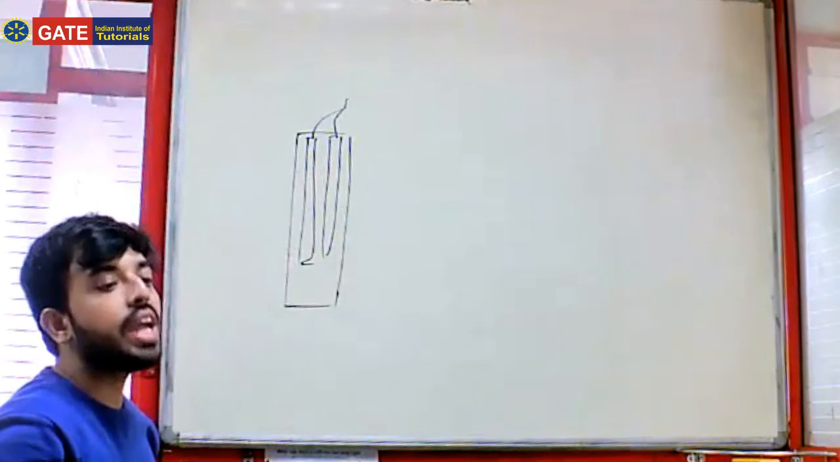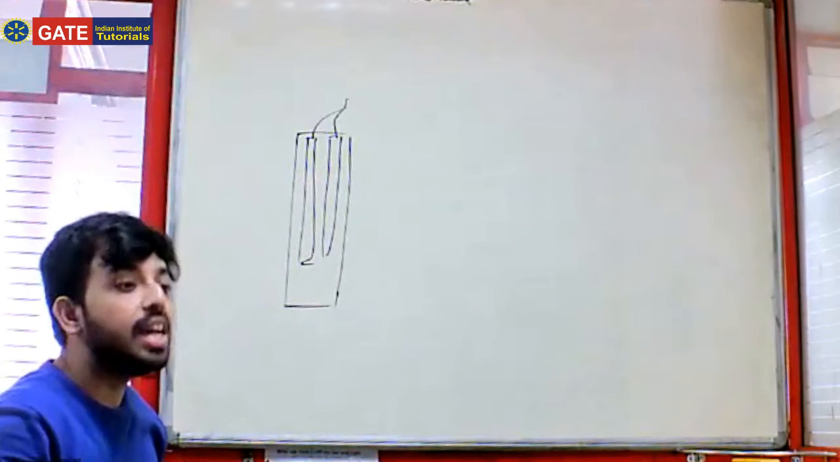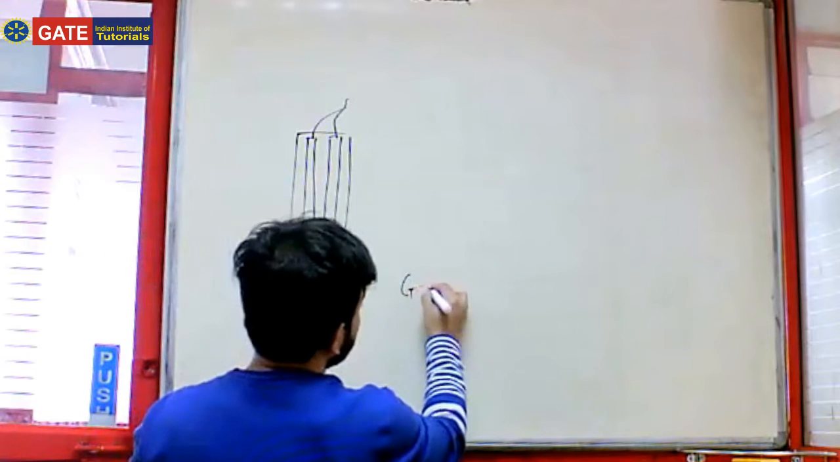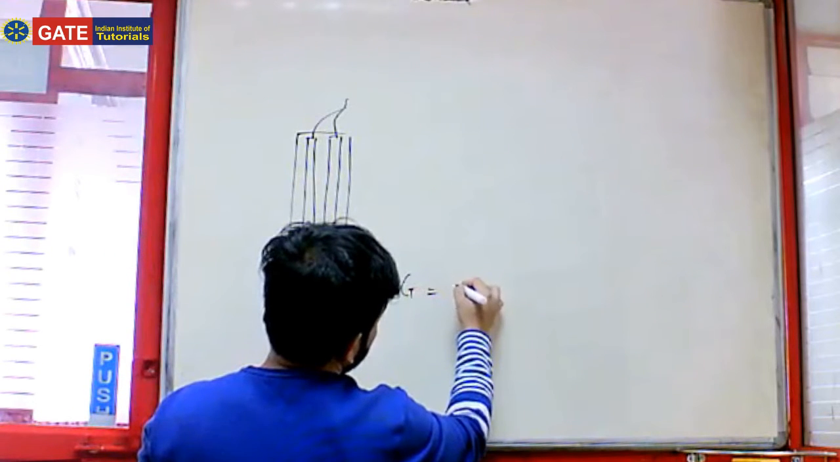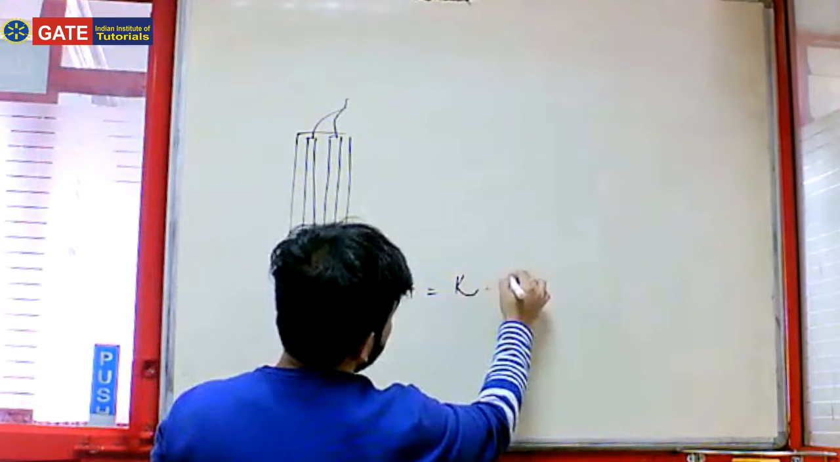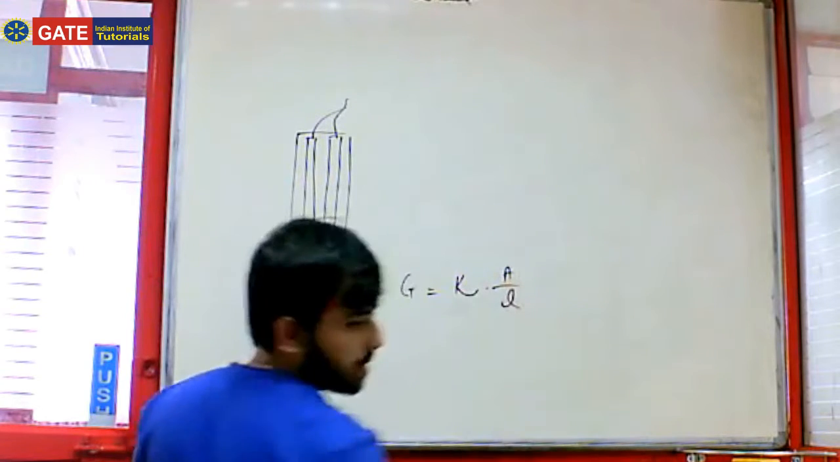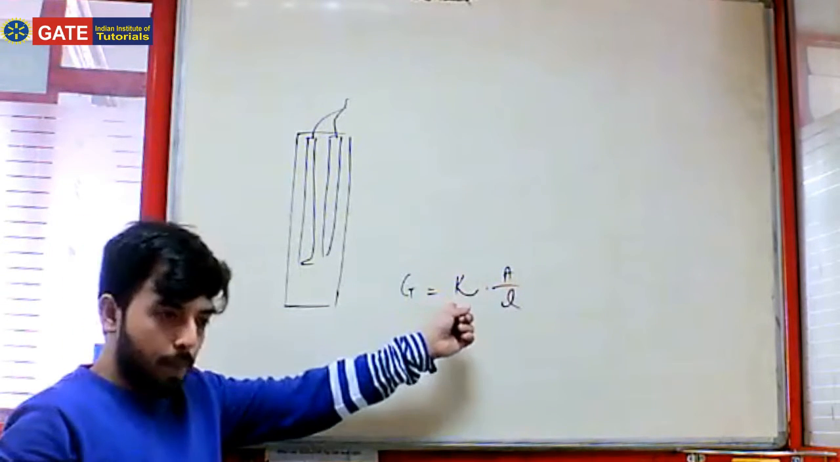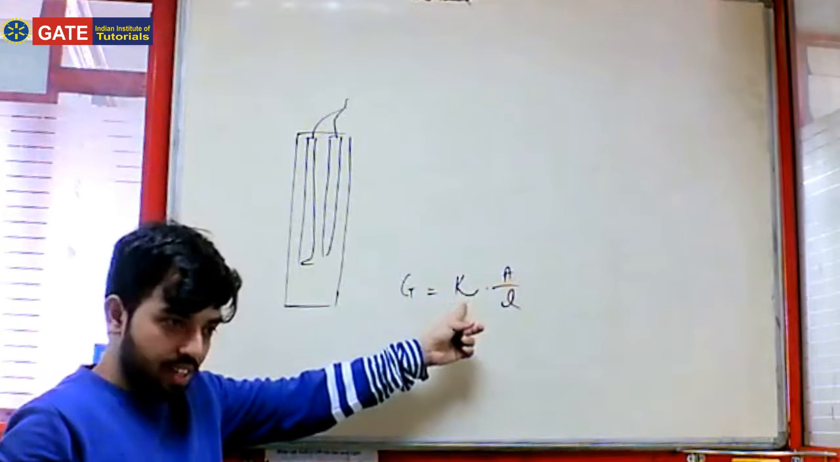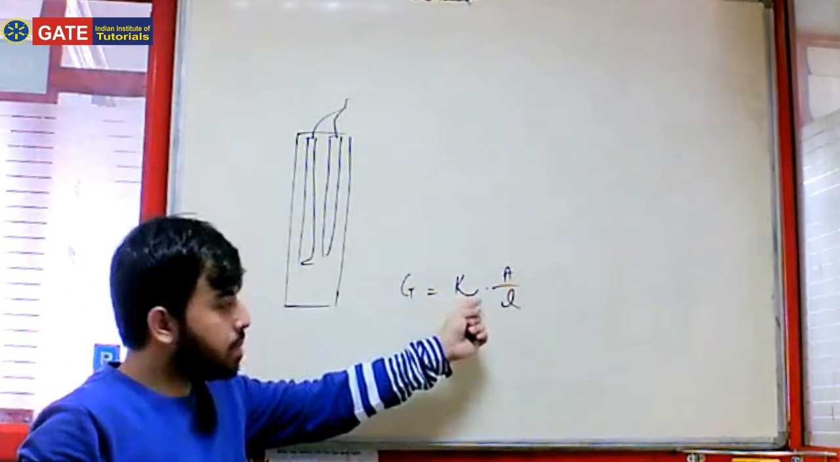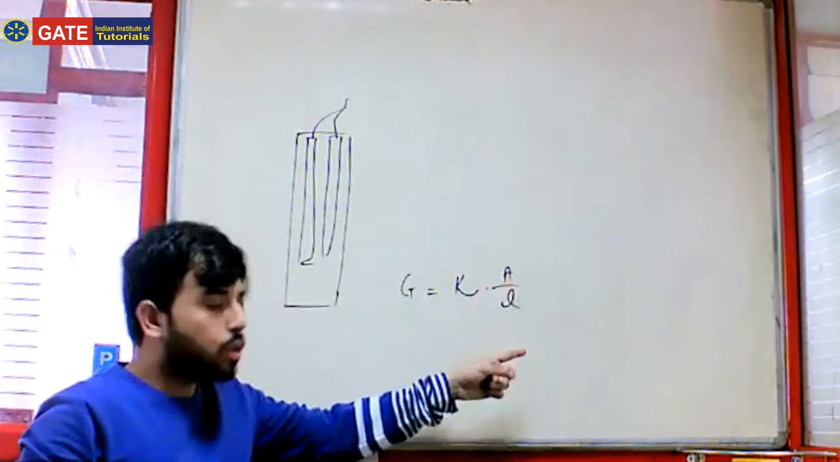The solution is, area of cross section, what is the conductance? G is nothing but kappa into A by L. So if you know kappa, which is the conductivity, and if you want to measure conductivity, you need to know A and L. So these are the values.